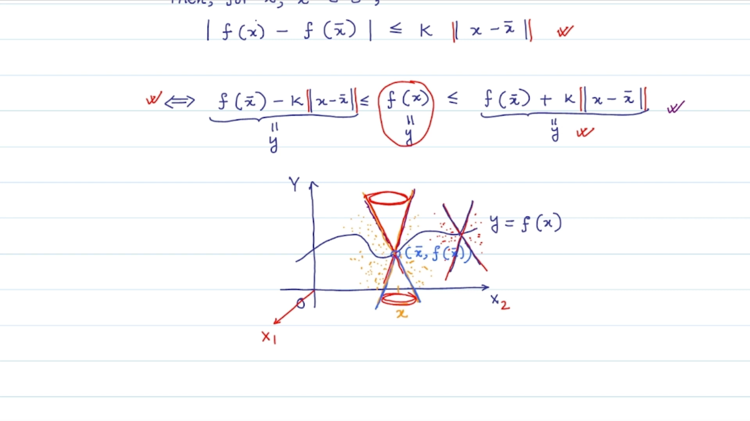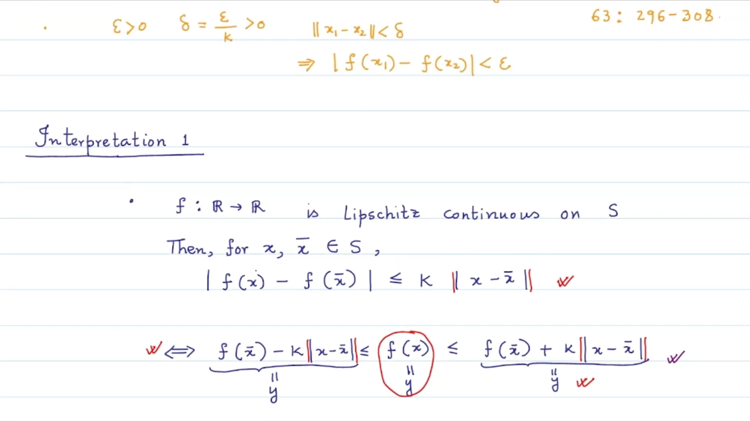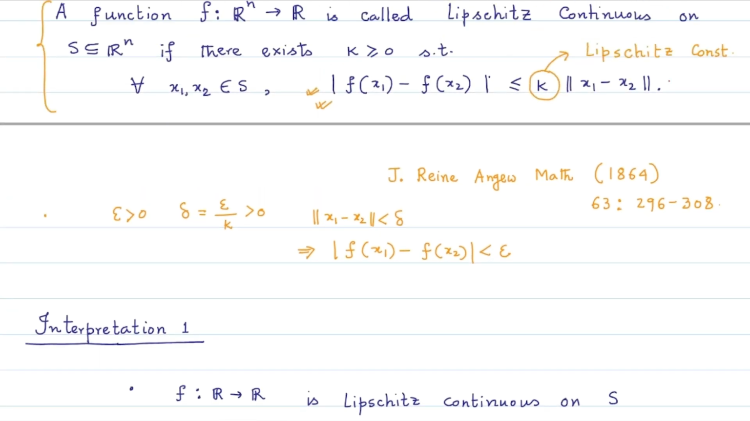We can also extract an interpretation of Lipschitz continuity immediately from this inequality, which tells that the ratio of modulus f(x1) minus f(x2) and norm x1 minus x2 is bounded by the constant capital K. Now we see that this left hand side expression gives us the average value change of the function due to the movement from x1 to the point x2.